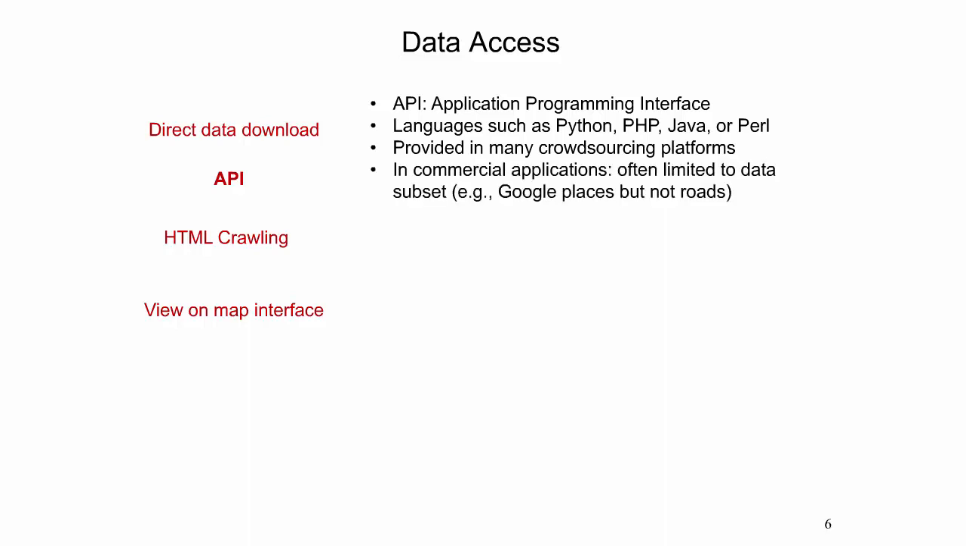Many commercial applications use proprietary base data. This is then supplemented through crowdsourcing. These applications allow access to only part of their data, mostly those with user-added information. For example, Google provides access to Google's points of interest through the Places API, but it does not provide access to the Google Road Network.